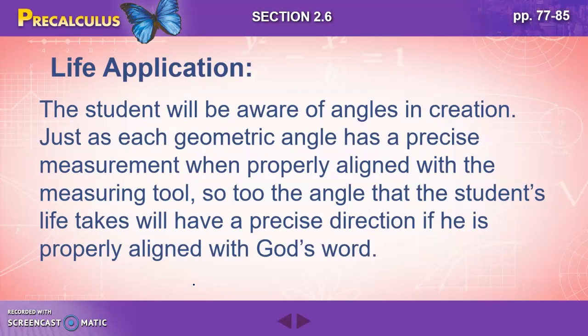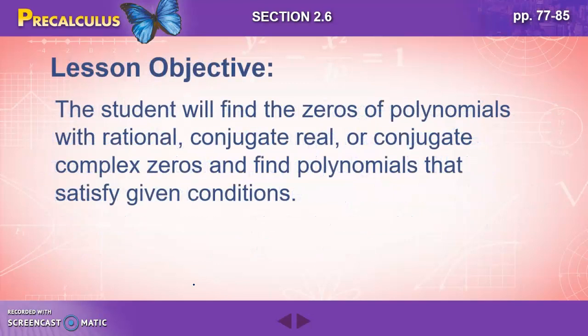Our life application for the chapter remains the same. The student will be aware of angles in creation. Just as each geometric angle has a precise measurement when properly aligned with a measuring tool, so too the angle that the student's life takes will have a precise direction if he is properly aligned with God's Word. We know that God is a God of precision and precise measurement, and not only in mathematics, but also in conduct and how we're to treat one another.